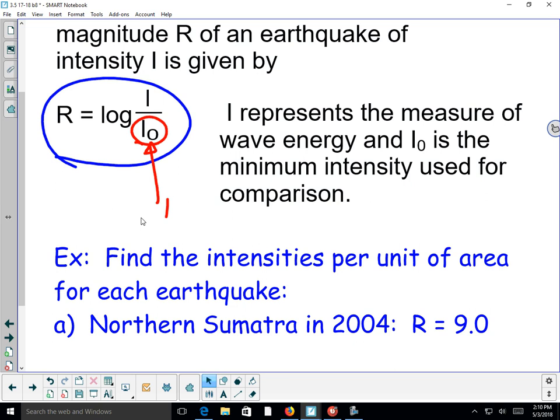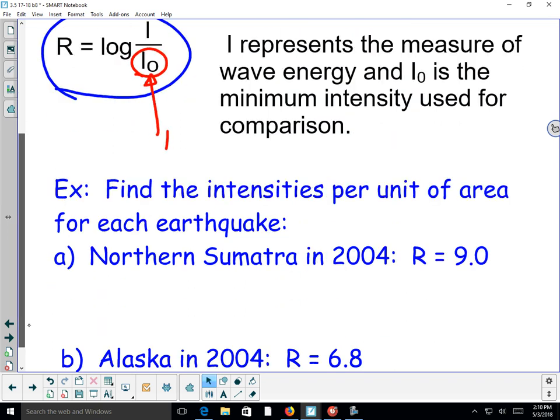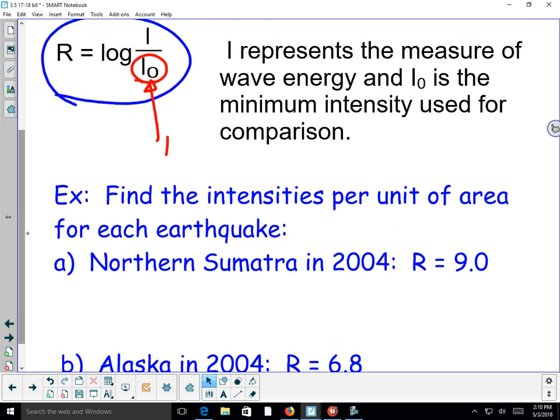So how are we going to find the intensity of that earthquake? We're going to have to do what? We're going to replace R with 9. All right, so here's our equation. We're going to plug in 9 for R. So I get 9 equals log of I over 1.